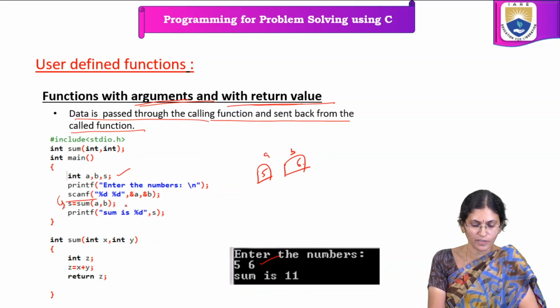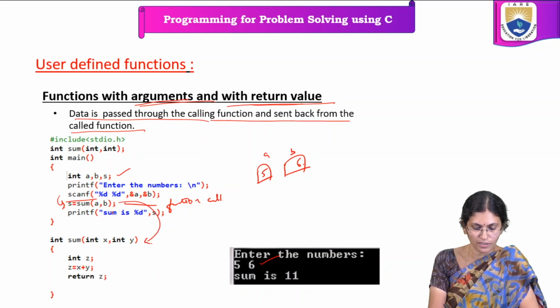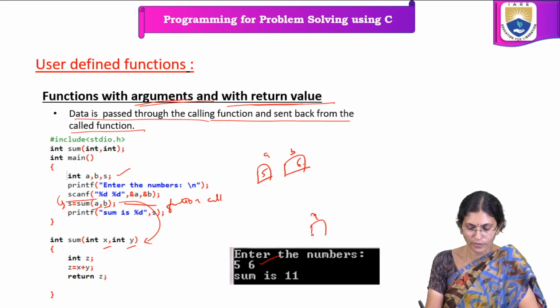Then control is transferred here. This is a function call. Whenever there is a function call, control is transferred to the function. The a and b values are passed to the variables x and y. So now x is equal to 5 and y is equal to 6. These x and y variables are created somewhere in memory. The x value is 5 and the y value is 6.